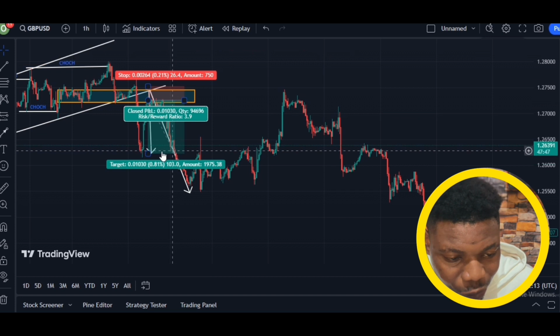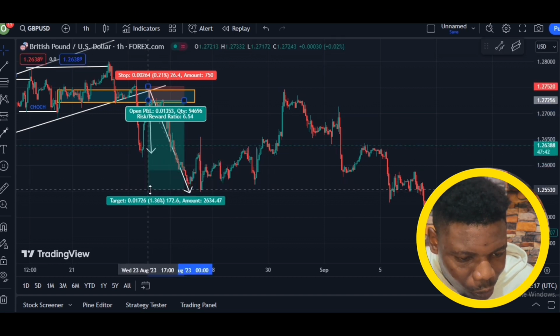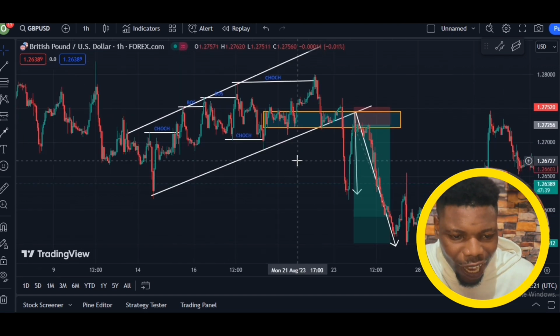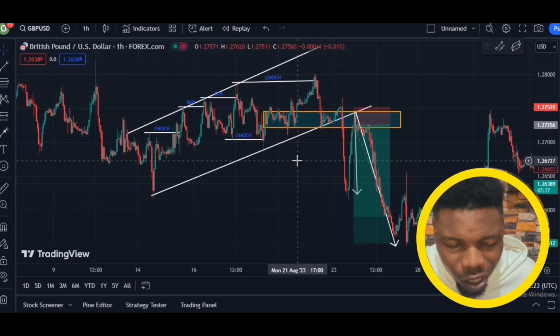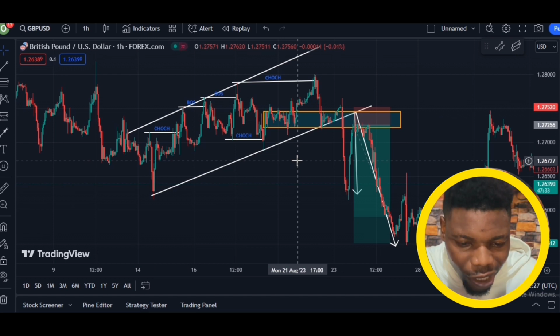So if you went for the second TP, you've got 1:6. Easy and smooth, guys. This is how the flag pattern works. This is how everything about the flag pattern is from A to Z.